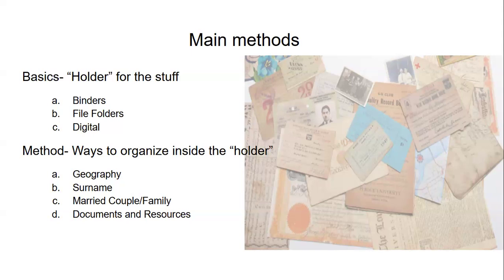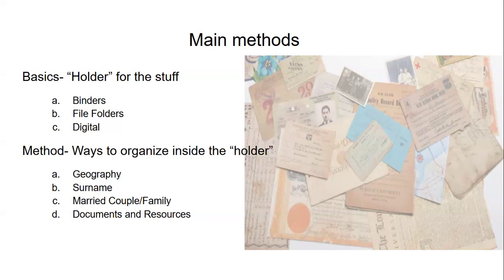You would do it by married couple or family. So you would have husband and wife and their information. Or you can organize it by documents and resources, such as all of your census records together, all of your birth certificates together, all of your obituaries together. And then there's ways to further organize that by going into birth certificates or death certificates from this area. Or if you're in geography, after you have your geography folder for your county, you'd put your birth certificates, your marriage license, so it wasn't all jumbled up.